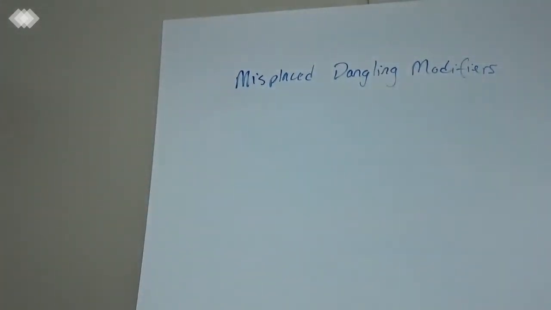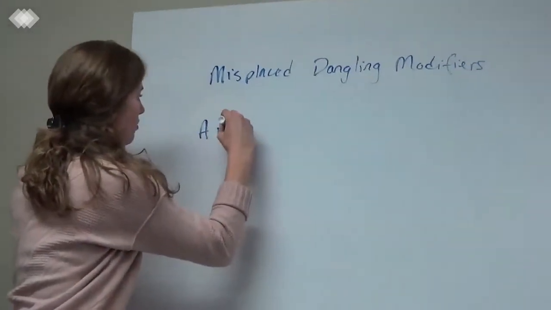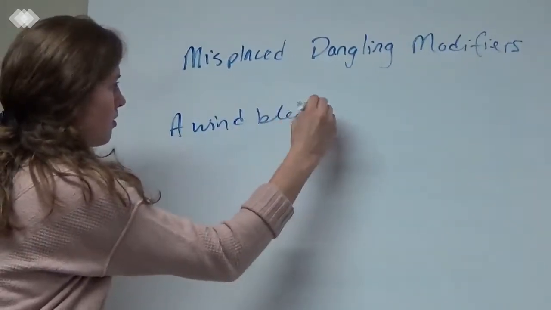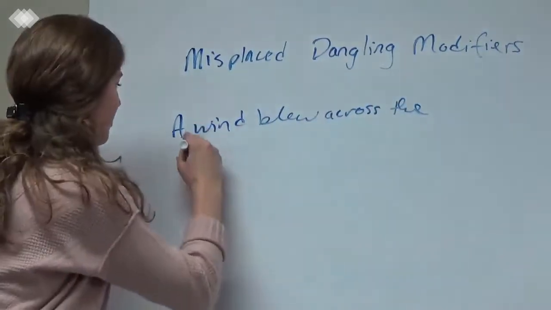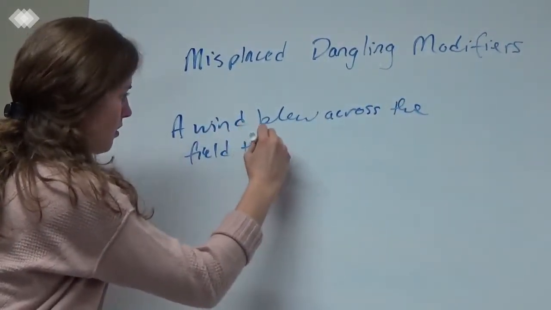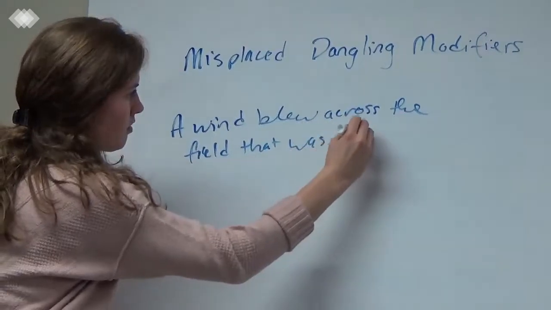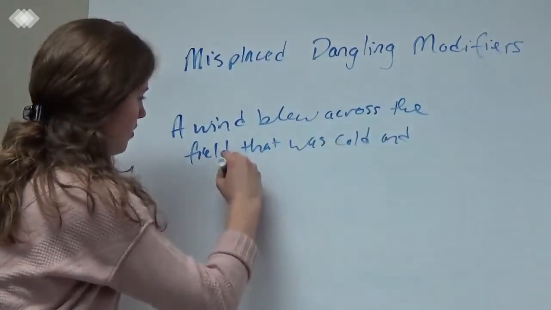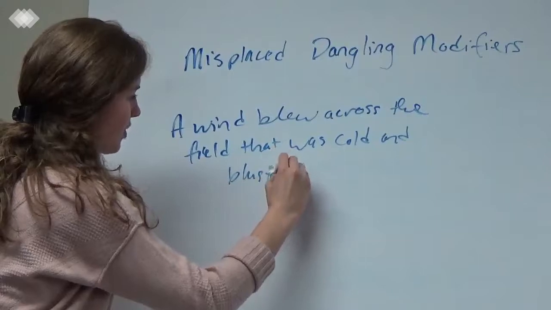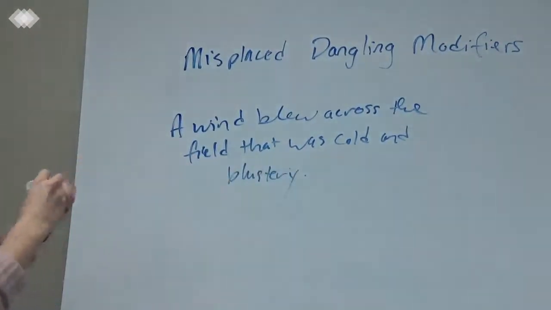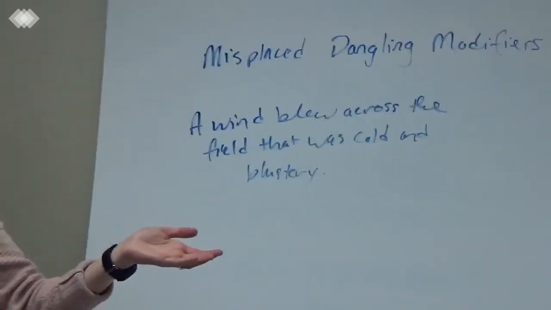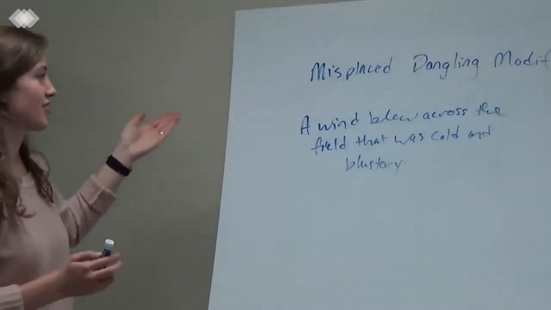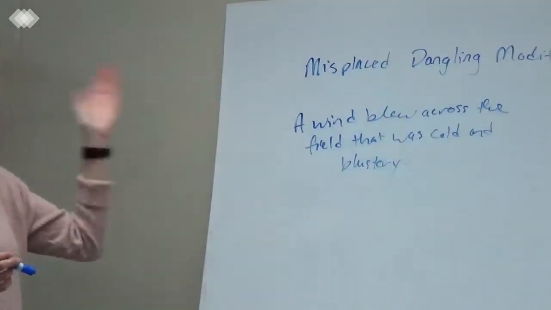Alright. A cold and blustery wind blew across the field. Yeah, that's pretty much exactly right. Because if we have here a wind blew across the field that was cold and blustery, it implies that what is cold and blustery? The field. The field, which is not true. And so if you say a cold and blustery wind blew across the field.